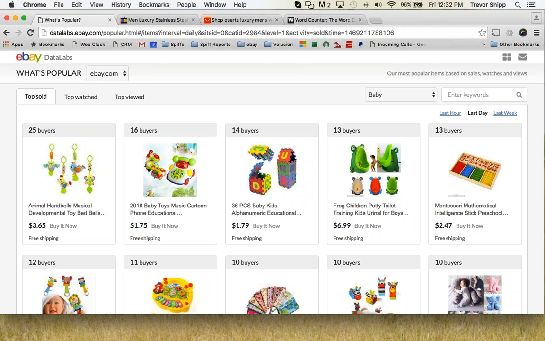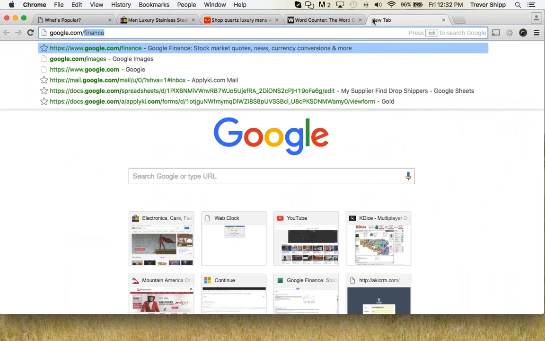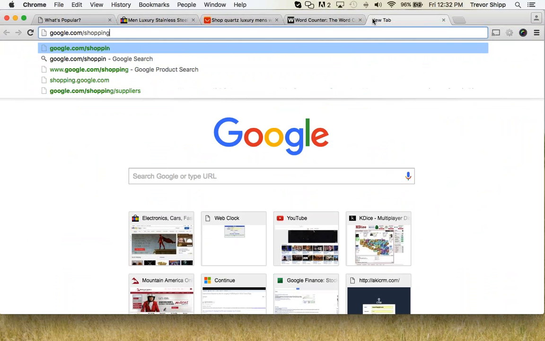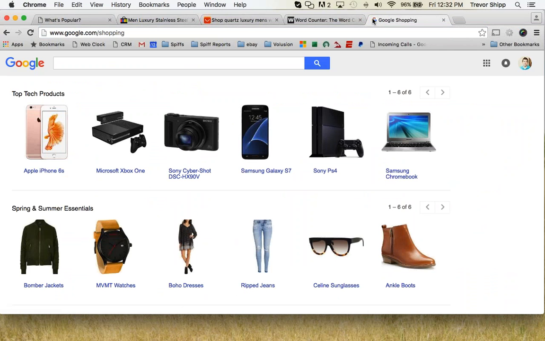The Google search I mentioned, Peter, is this one right here. It's called google.com/shopping. Great way just to quickly search and find suppliers in the retail space for different products. google.com/shopping.